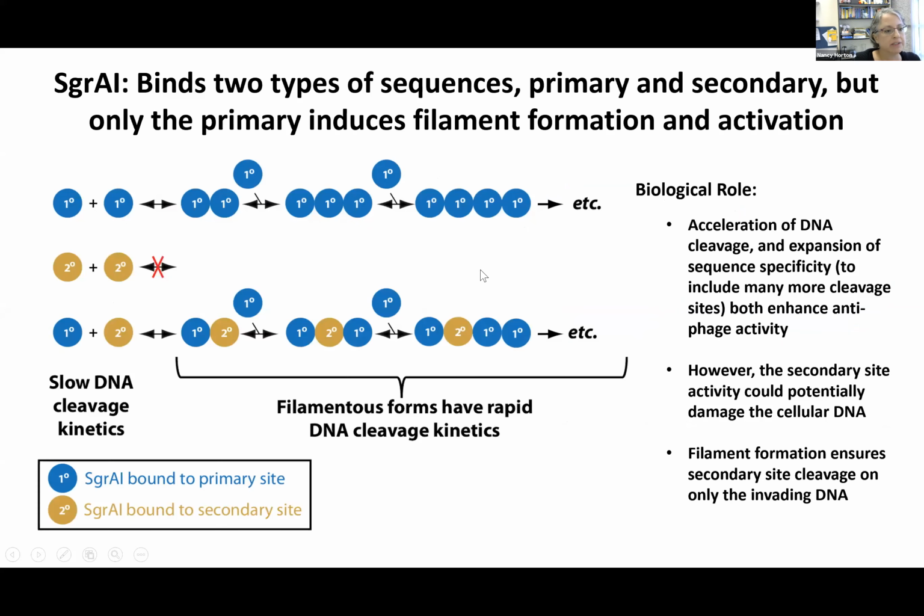After many years of biochemical and biophysical investigations, we came up with the following model. We learned that our enzyme forms filaments when it binds to the primary site. And in this filamentous form, it's activated in DNA cleavage. So there's something different about maybe the enzyme structure that activates its DNA cleavage properties. But when it's bound to the secondary site, which differs from the primary in only one base pair, it's not prone to form these filaments for some reason. But if you have a mixture of the two, the primary site-bound enzyme will drive filament formation and drag in enzymes bound to the secondary site, thereby activating them for DNA cleavage.